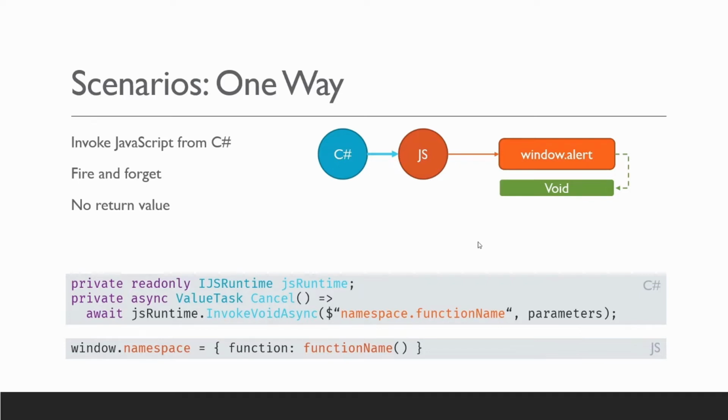Now, invoke void async is a fire and forget. It's one way. We're going to call some code from within C# and trust that the code will be executed within JavaScript. We're not going to expect back any sort of value from that function. For example, with our alert box, the alert just prompts the user. It doesn't ask for any data back, so we're not getting any variables or arguments back from that JavaScript call. So there's no return value here.